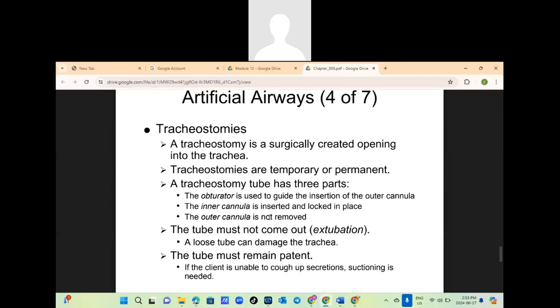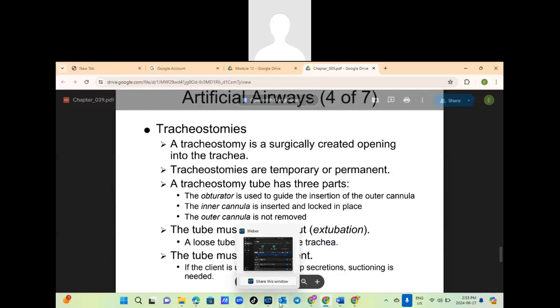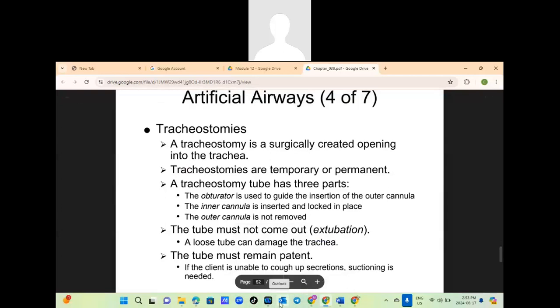We have the obturator, which is used to guide the insertion of the outer cannula. The inner cannula is inserted and locked in place, and the outer cannula is not removed. So the tube must not come out. Okay, extubation. A loose tube can damage the trachea. The tube must remain patent. If the client is unable to cough up secretion, suctioning is needed.